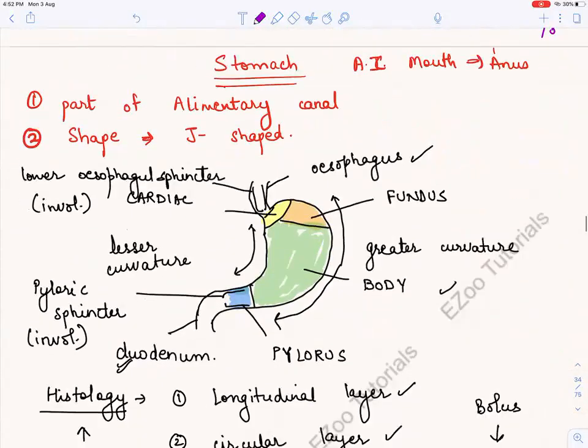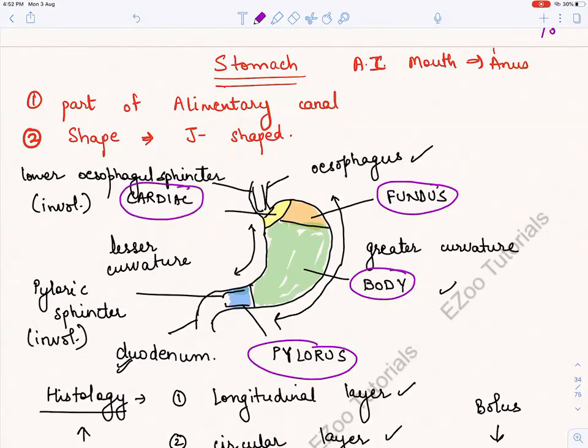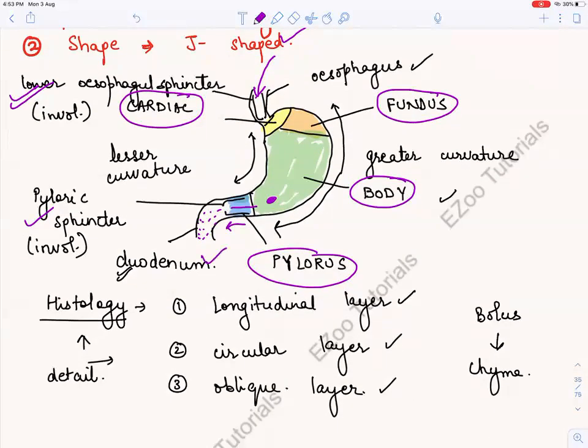Now, when we did the stomach, we did the 4 parts: the fundus, the body, the pylorus, and the cardiac. It is J-shaped in structure. There is the lower esophageal sphincter that controls the movement of bolus from the esophagus to the stomach, and then there is the pyloric sphincter. Chyme is semi-liquefied food, and the pyloric sphincter controls the movement of chyme from the stomach to the duodenum, right?